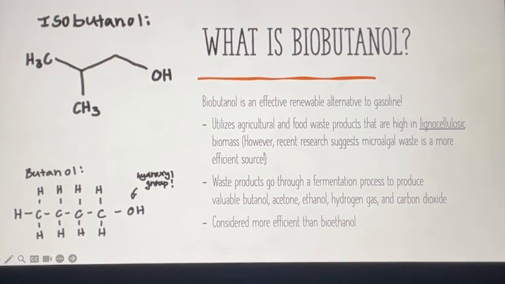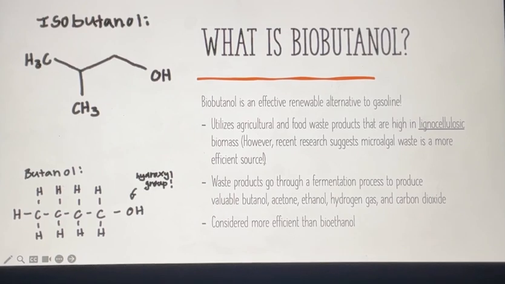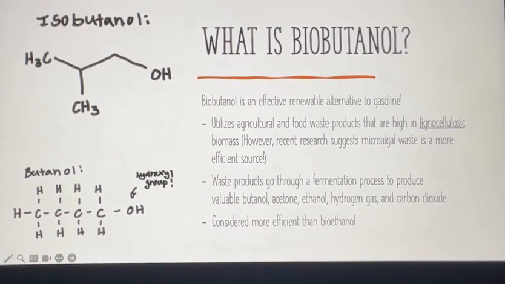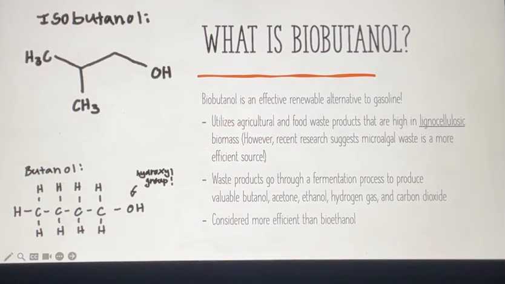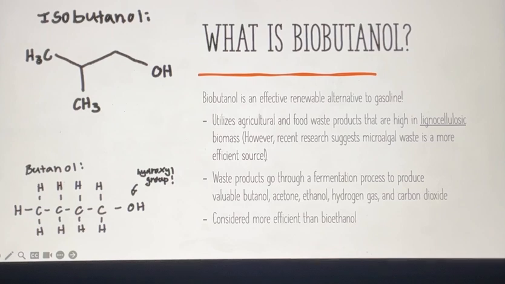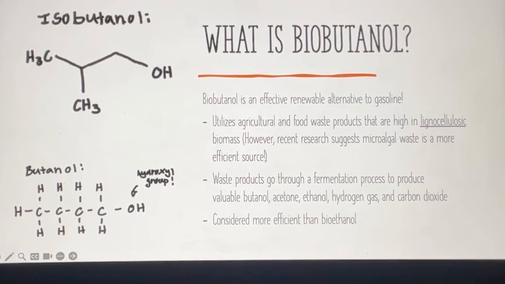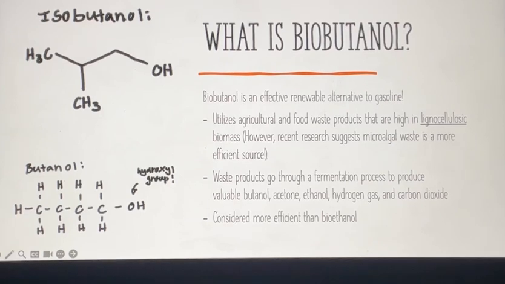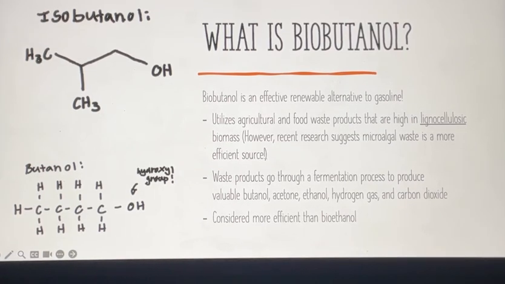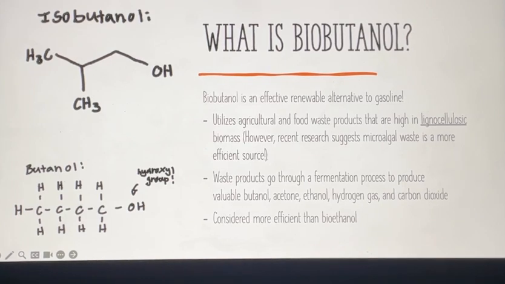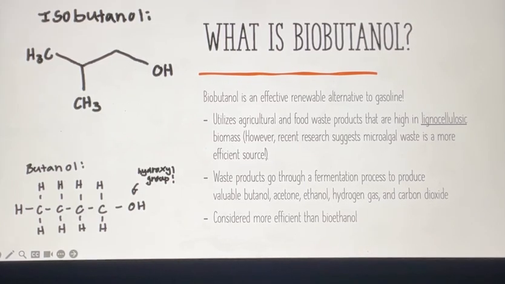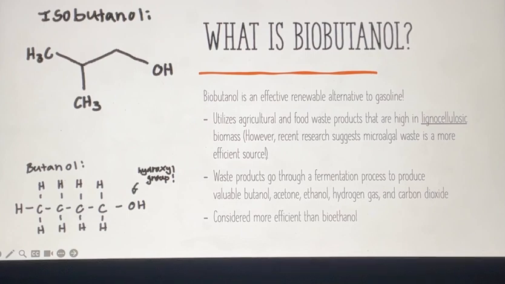Biobutanol utilizes agricultural and food waste products that are high in lignocellulosic biomass, although recent research suggests microalgal waste may be a more efficient energy source. In creating biobutanol, fermentation is used to break the waste products down into butanol, acetone, ethanol, hydrogen gas, and carbon dioxide. Biobutanol is a highly effective alternative to gasoline and is in fact more efficient than bioethanol.